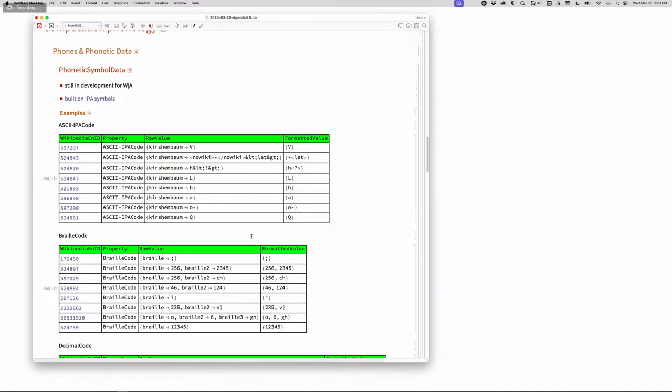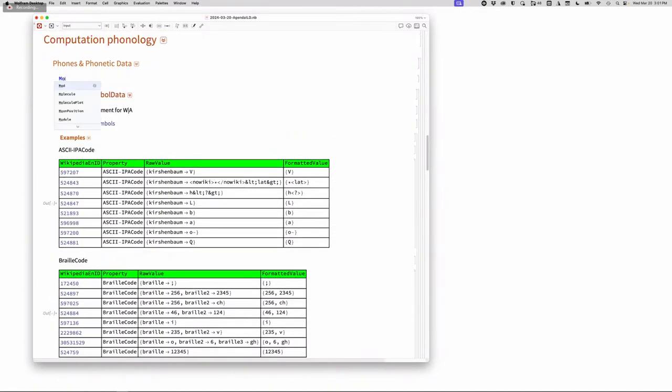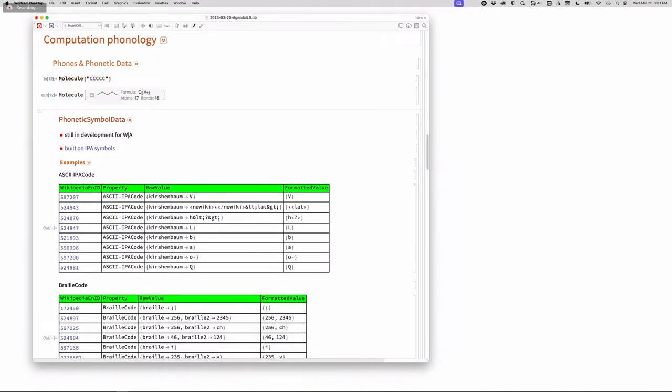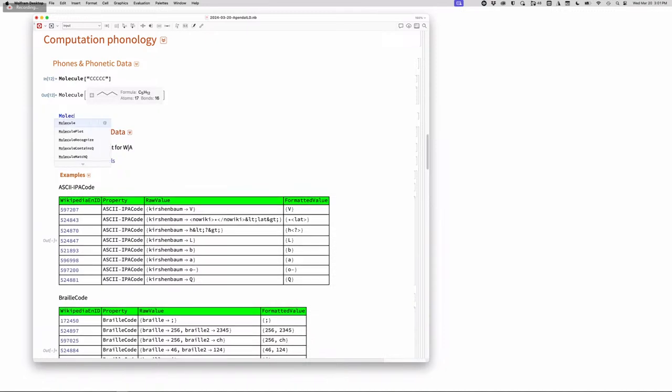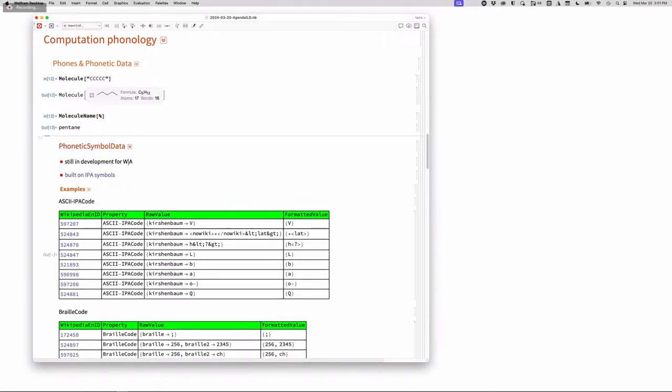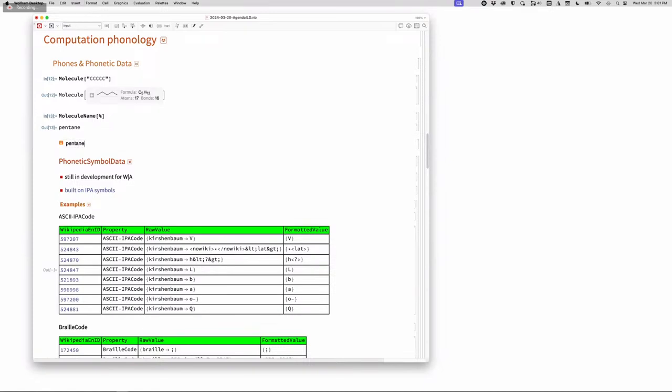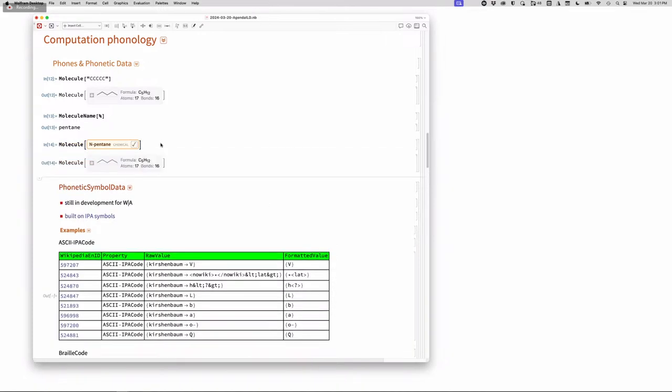Right, so this is analogous to the chemistry situation. If I type molecule of CCCC, I get that, and I can ask for the molecule name of that. But I can also say pentane as an entity, and if I say molecule of pentane, I should get that same thing. But you could conceivably make a molecule which does not have an entity associated with it. Absolutely. Easy enough.